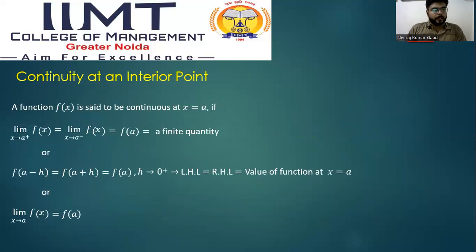Continuity at the interior point. A function f(x) is said to be continuous at x equal to a if limit x tends to a positive f(x) equal to limit x tends to a negative f(x) equal to f of a, which is equal to a finite quantity, a finite value. Or f of a minus h equal to f of a plus h equal to f of a, where h tends to 0 positive, that is, LHL equal to RHL equal to value of function at a.